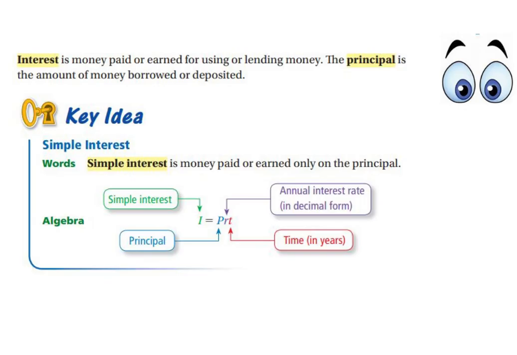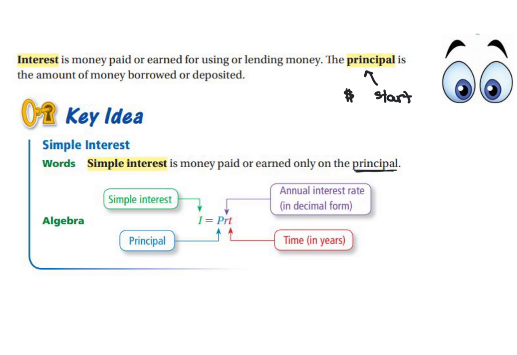Interest is the money paid or earned for using or lending money. The principal is the amount of money borrowed or deposited. In other words, your principal is how much money you start with, or how much money you have at the beginning. Simple interest is money paid or earned only on the principal. So simple interest means you don't get to make money off of the interest. You only get to make money off of the principal.